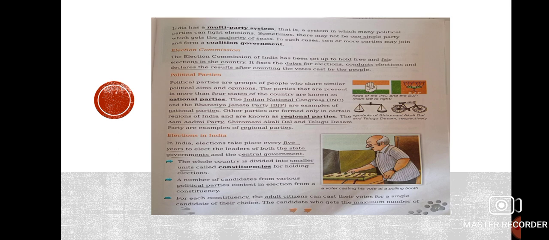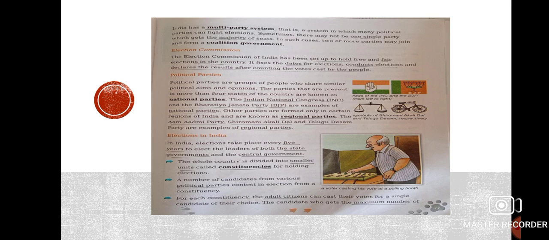Sometimes there may not be one single party which gets the majority of seats. In such cases, two or more parties may join and form a coalition government. Now what happens in coalition government? When any one party does not get majority vote, then two or more parties combine and form the government.